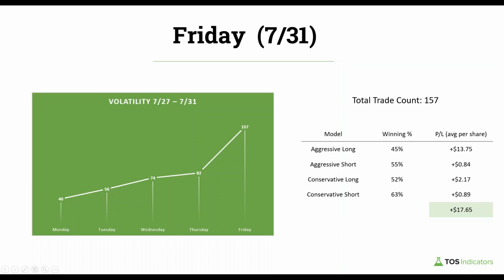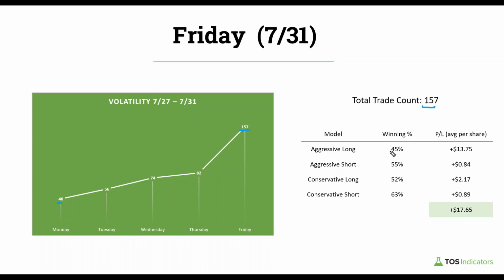Now on Friday, to conclude, we had a huge jump up higher, right? So just to give you an idea, we went from 40 trades on Monday to 157 trades on Friday. And this is still meeting the same two rule sets, stopping trading after 10 a.m. Pacific so that 9 to 10 a.m. is the last hour that you're willing to trade. There we had 157 trades.